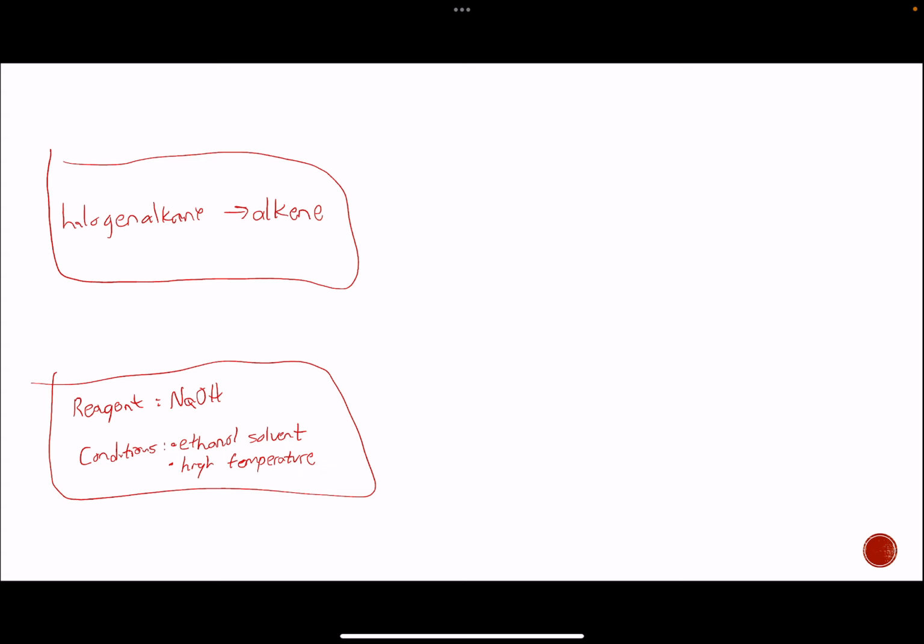And that's because they have a high activation energy. The other thing I would do is I would do an example reaction. So I would have like CH3, CHBr, CH3, and then plus NaOH in ethanol.